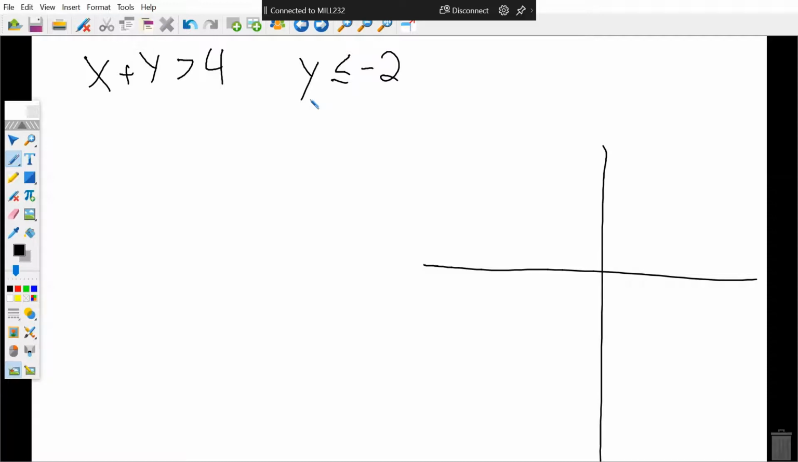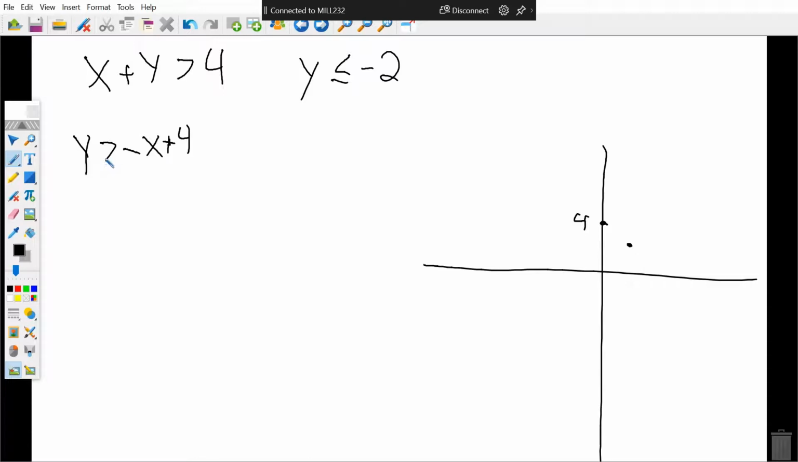All right, I'm going to start working it out. So the first one, I have to get the y by itself, minus x from both sides. Y is greater than negative x plus 4. Now I can graph that. My y-intercept is 4. My slope is negative 1 over 1, so down 1 over 1.